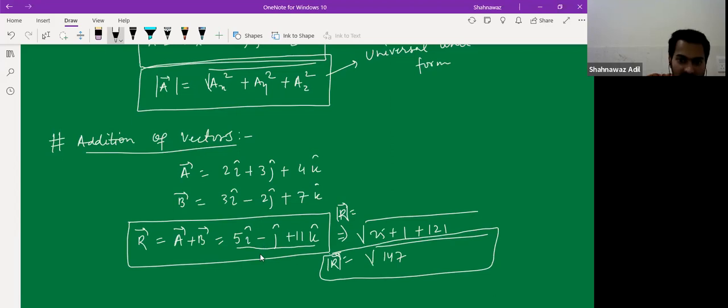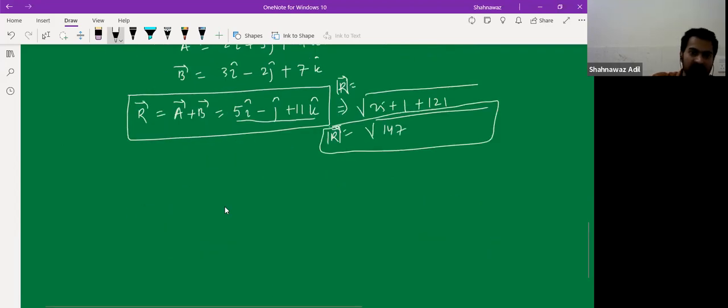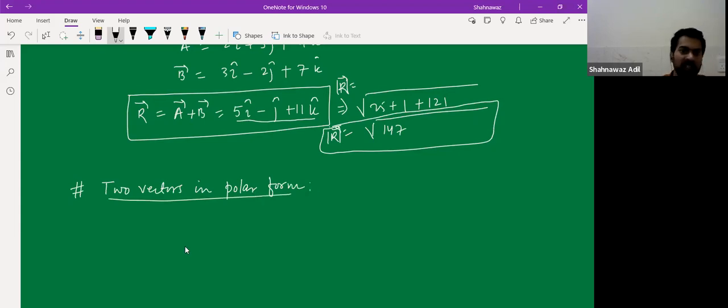But what happens when you are given two vectors in polar form? Then what would be the addition of vectors? So let's say this vector is given, and this vector is given, and the angle between them is given. So this is called the polar form. Then what would be the addition of the vectors?